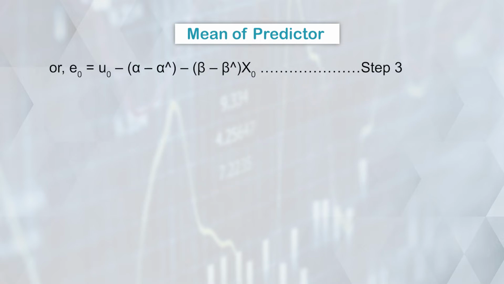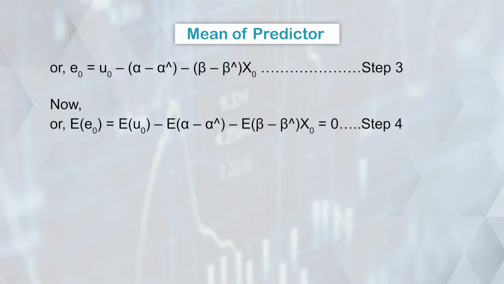Now as we proceed to the next slide, we observe that the step 3 is again repeated here, which is u0 minus within first bracket alpha minus alpha hat, bracket close, minus within first bracket beta minus beta hat, bracket close, x0. So this is the step 3. Now we have already said that this e0 is always a random variable. So in order to find out the mean of the e0, we need to find out the expectation of e0. So we insert expectation of e0 and we put expectation beside all the random variables which are taken up.